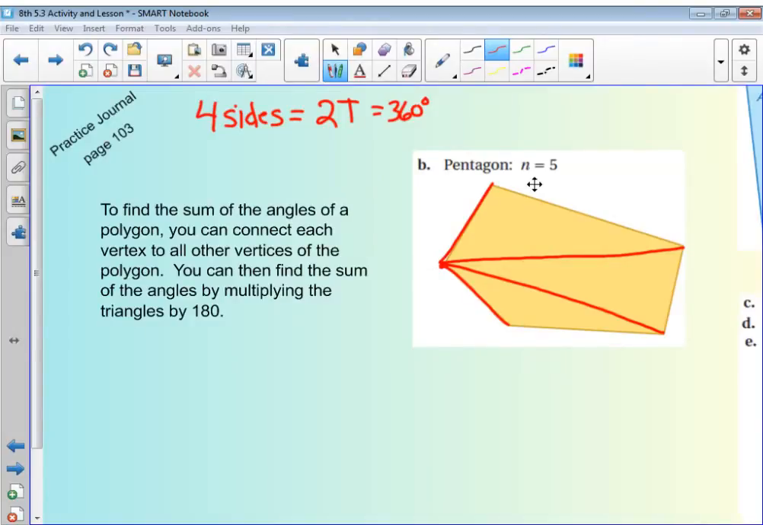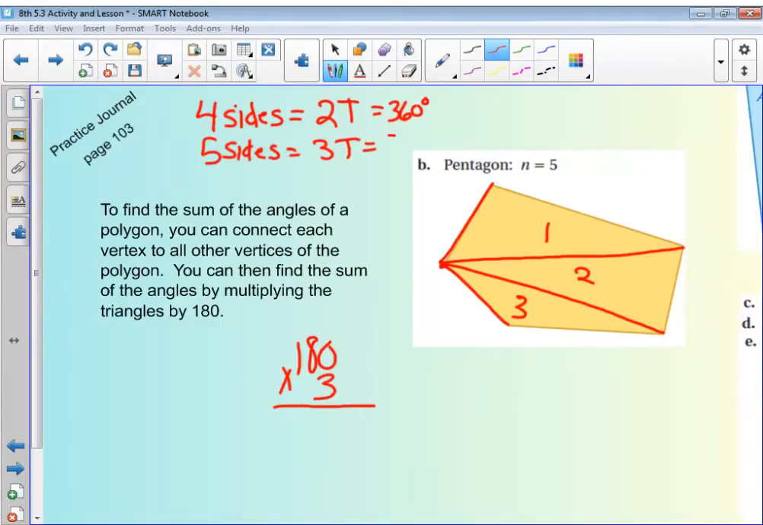So how many triangles, even though my lines aren't perfectly straight, how many triangles did we have? Well, here's 1, 2, 3. So a 5-sided figure gave us 3 triangles. And so now we're going to take our 180 times 3. Okay, when we go ahead and we do 180 times 3, it gives us 540. And you can use your calculators if you need to do that. You don't have to do it longhand.